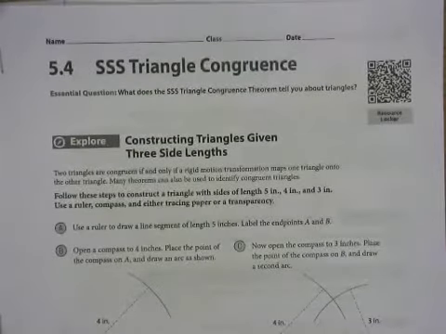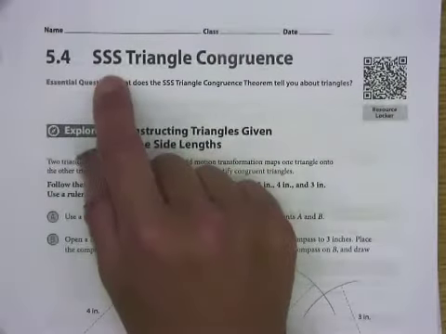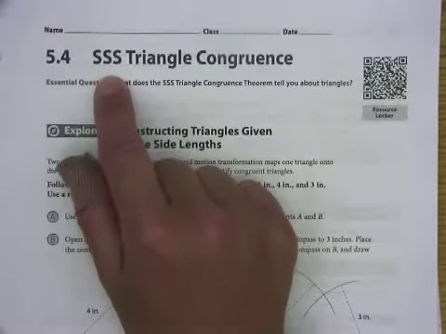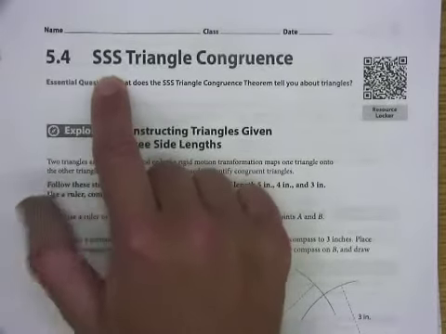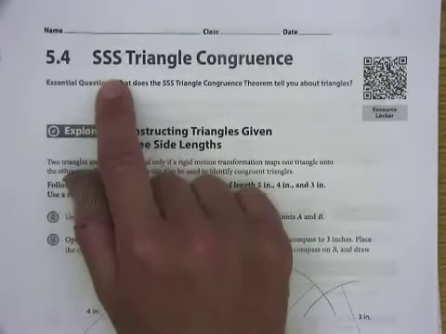Finally, in this lesson, we're looking at side-side-side triangle congruence. And if you think back to the last two triangle congruences, ASA was angle, side, angle. Side-angle-side was two sides and the included angle. This means if the three sides of one triangle are congruent to the three sides of another triangle, then my two triangles are going to be congruent.